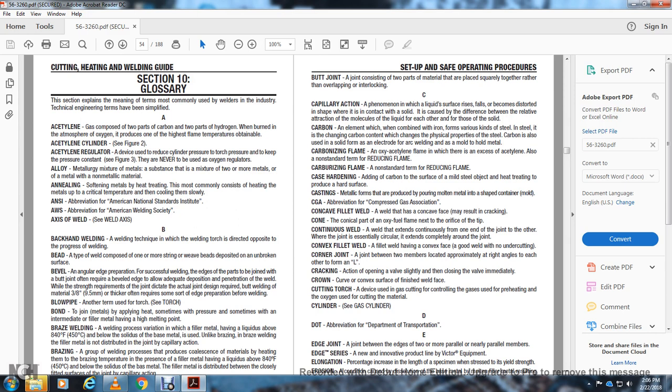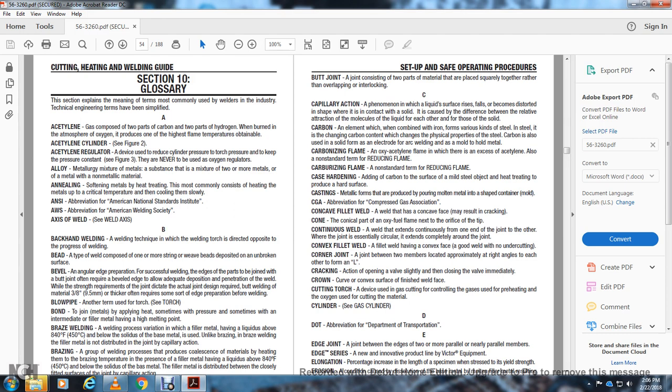Concave fillet weld, welding with a concave face, which may result in cracking. Cone, the conical part of the oxyfuel flame next to the orifice tip. Continuous weld, a weld that extends continuously from one end of the joint to the other, or, where the joint is essentially circular, extends completely around the joint. Convex fillet weld, a fillet weld having a convex face, which is a good weld but has no undercutting. Corner joint, a joint between 2 members located at approximately right angles to each other, forming an L. Cracking, the action of opening the valve slightly, then closing the valve immediately.